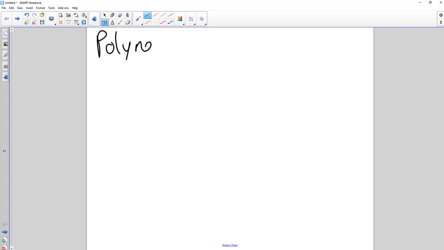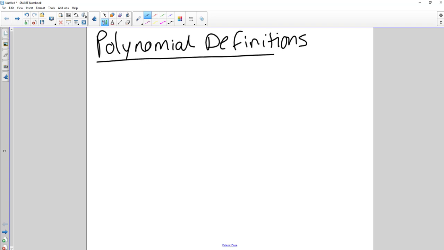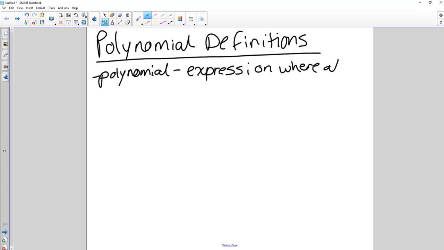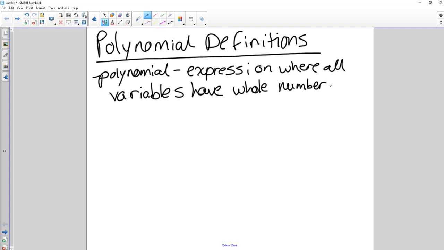So let's look at what a polynomial is and some definitions we use with polynomials. So first off, what a polynomial is. It is an expression where all variables have whole number exponents. Whole number exponents.